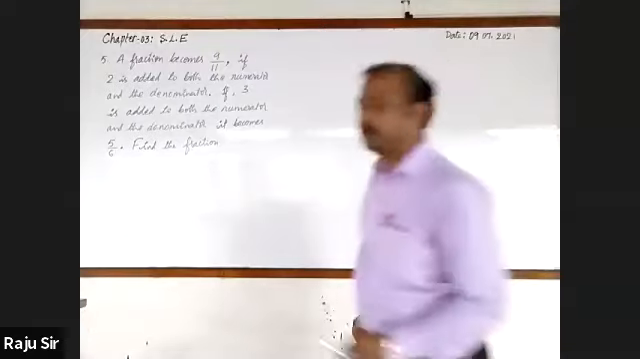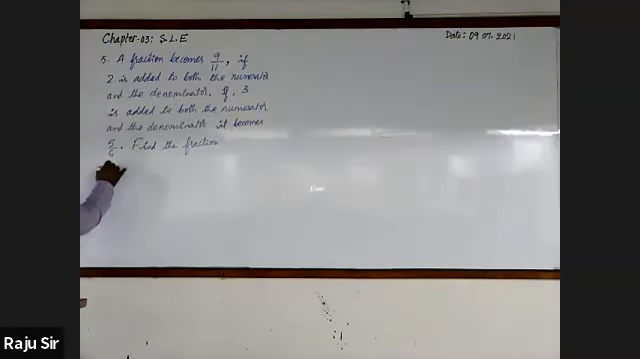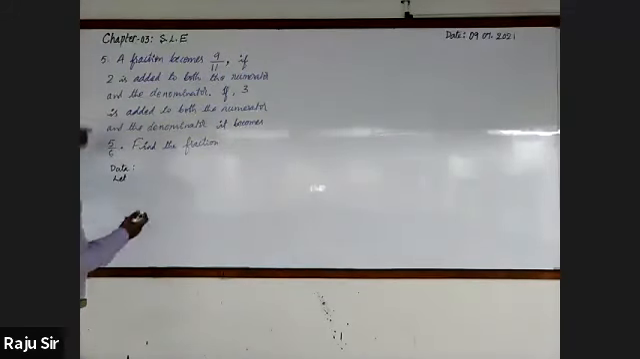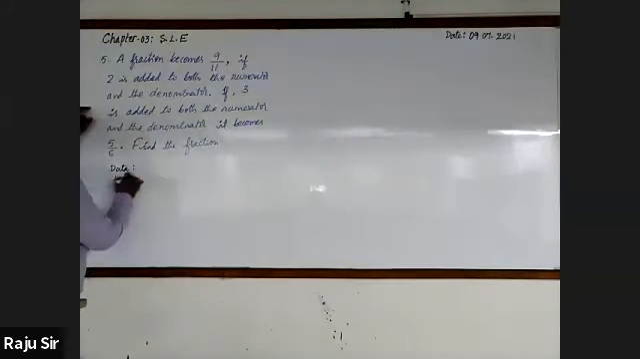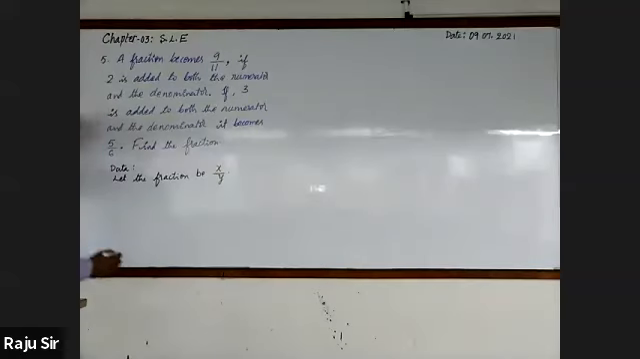It's very simple. Write the data. First, you have to assume the fraction as x by y. You may take m by n, p by q, a by b. It all depends on you, but the most commonly used variables are x and y. Hence, I write the same. Let the fraction be x by y.